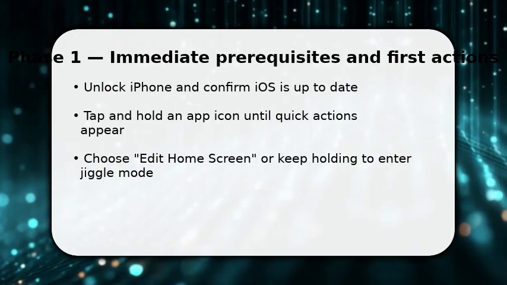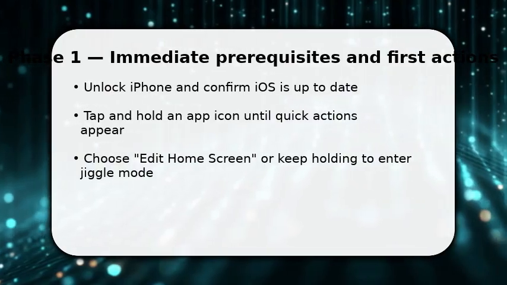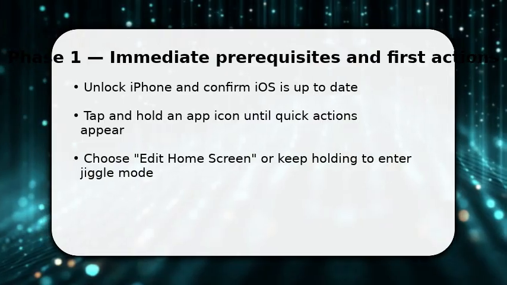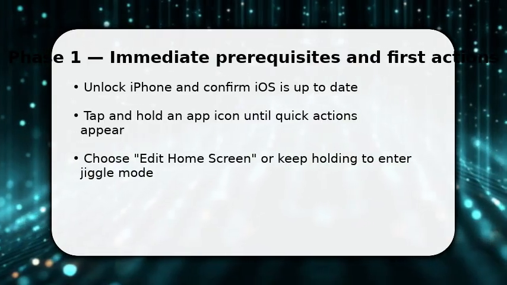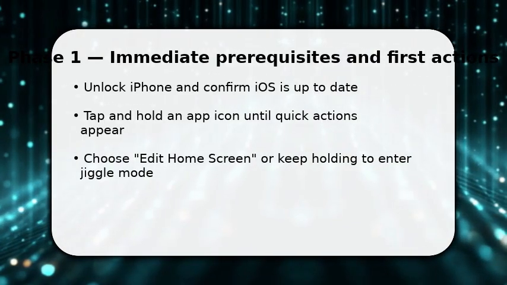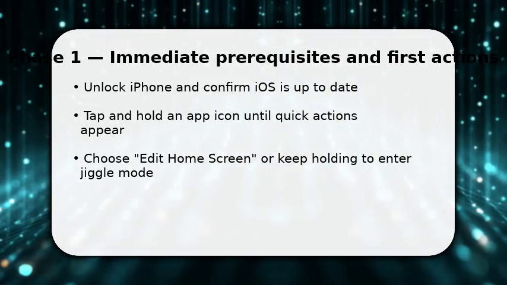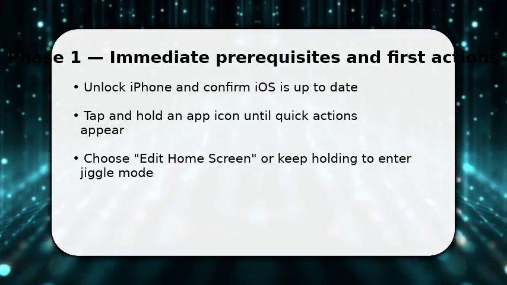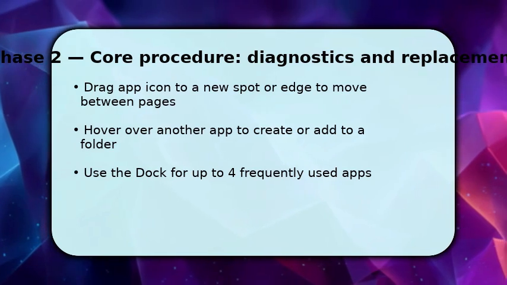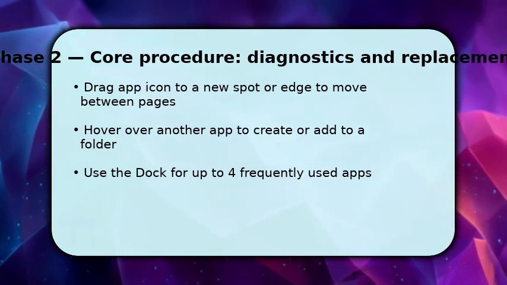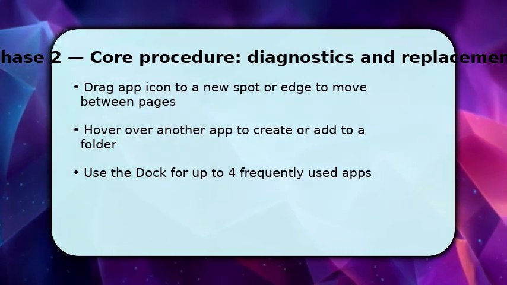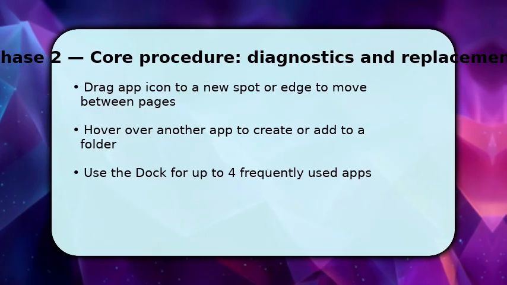This is jiggle mode. You need wiggle mode to reposition icons, create folders, or move apps to the dock. Make sure you don't lift your finger too soon when dragging begins, because a lift will drop the icon in place. Now drag the wiggling app to the exact spot you want. If you drag to the screen edge, iOS will switch pages. Hold briefly at the edge to let it jump.